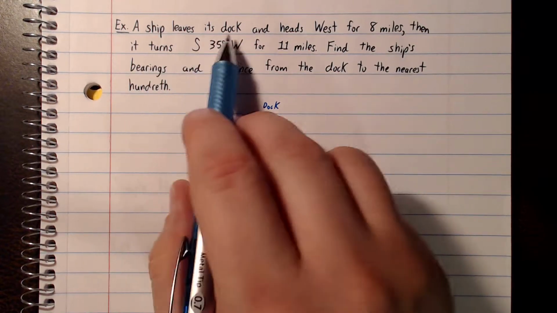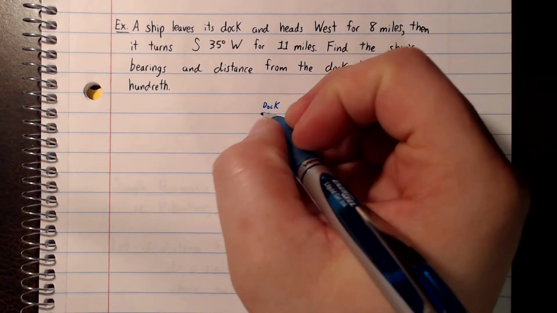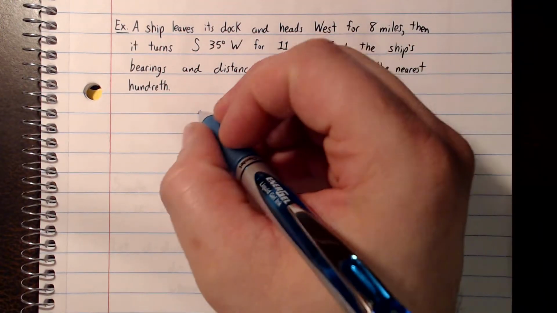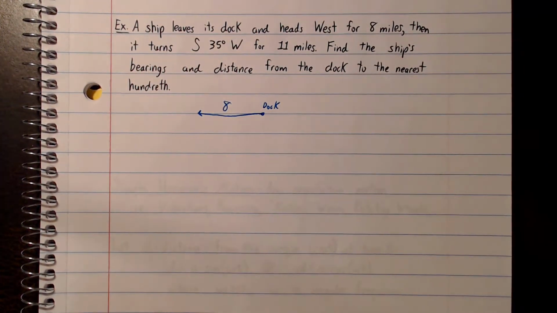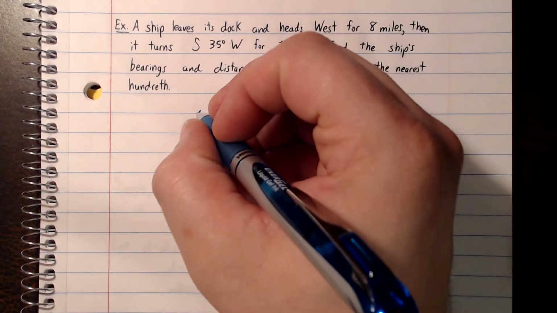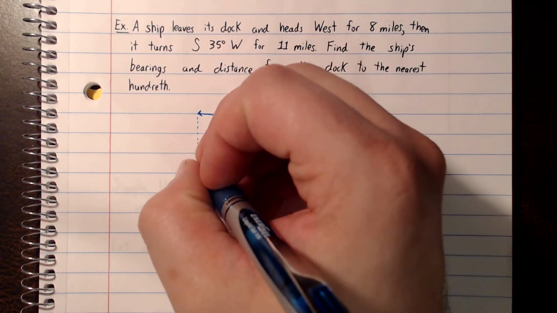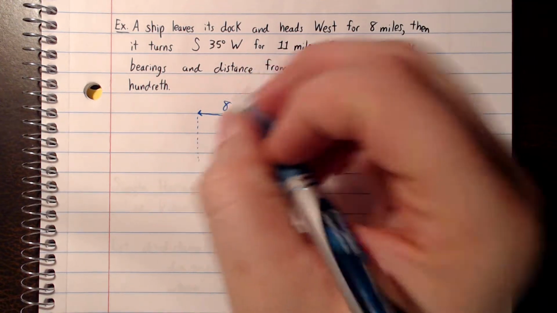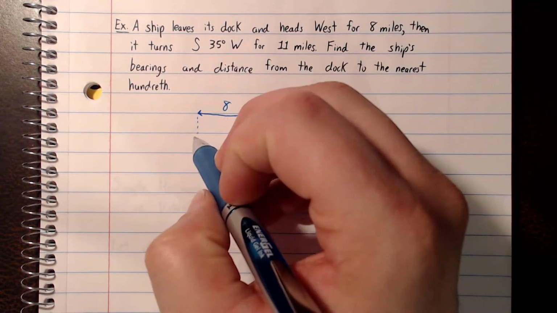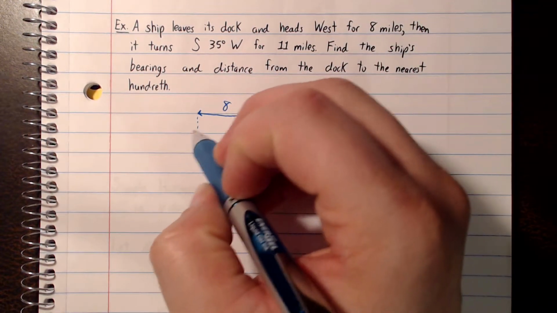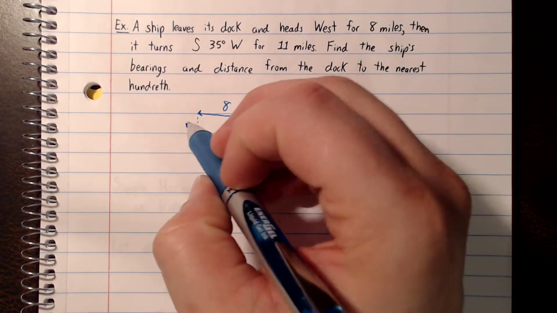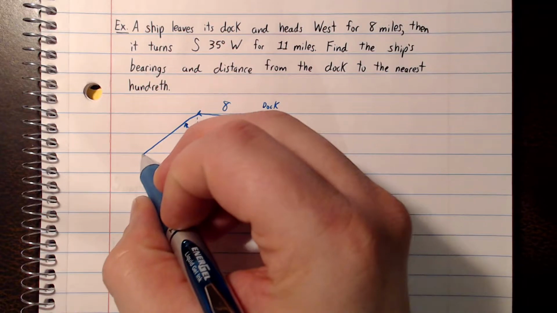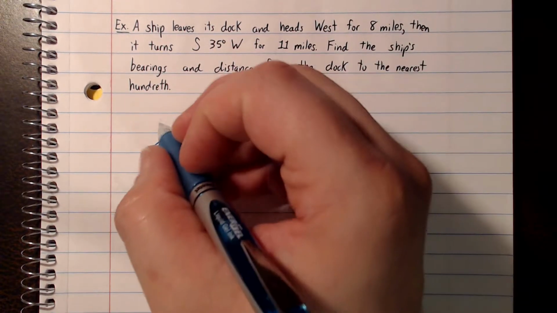And it said that that boat left in the west direction. Right? It went this way, west, for 8 miles. And then all of a sudden, it turned south. So here's our south line, right? North would be up here. This is south. 35 towards the west. So from here, we're starting to turn this way 35 degrees. And then they traveled that way for 11 miles.